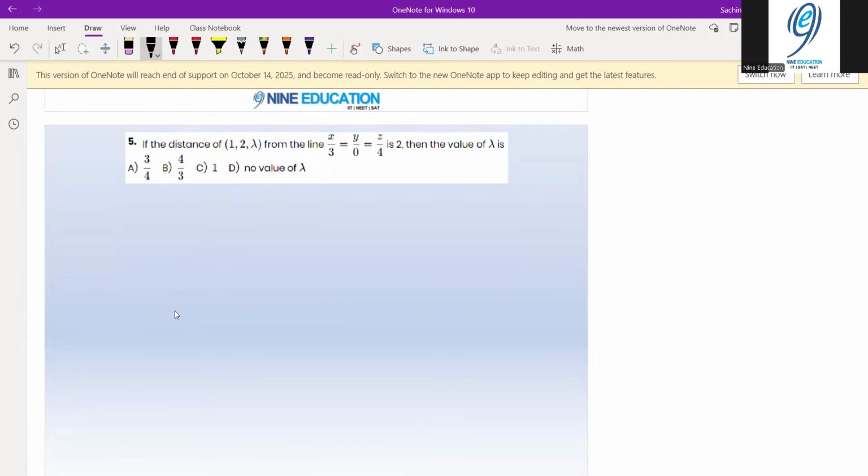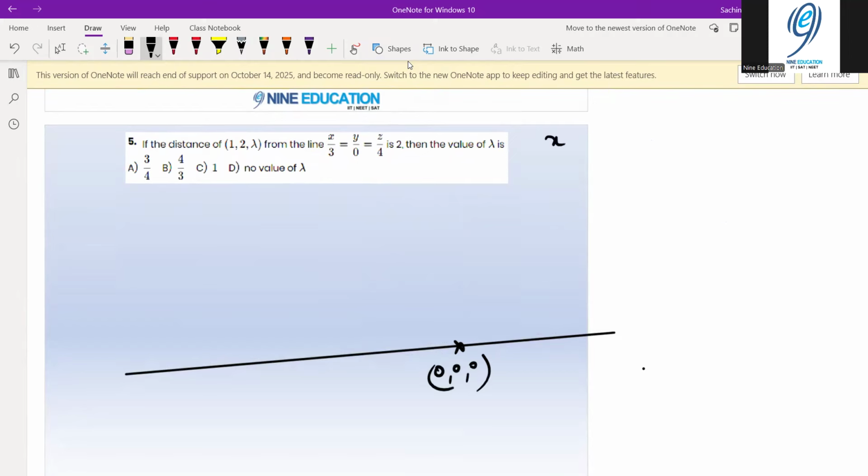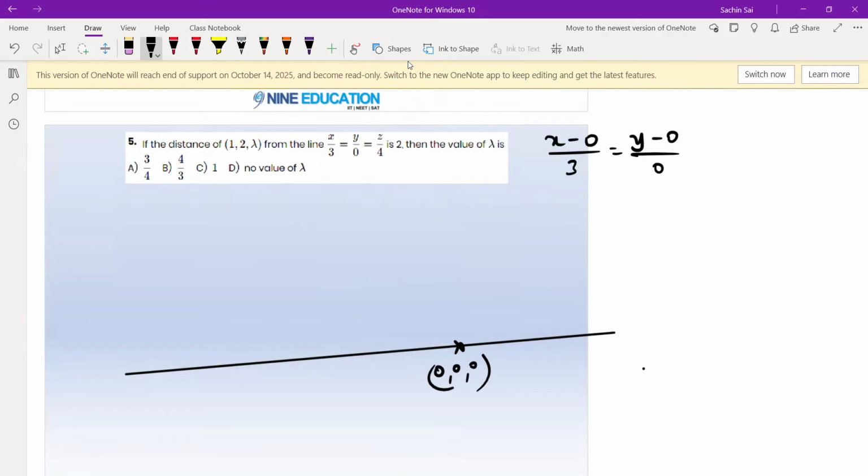Question 5, the distance of (1, 2, lambda) from the line. So what information is given about this line? The information we have about this line is that it passes through a fixed point (0, 0, 0), because we can rewrite the given line as (x minus 0)/3 equals (y minus 0)/0 equals (z minus 0)/4.